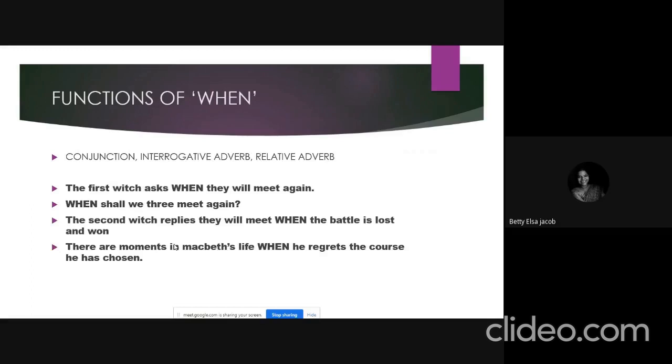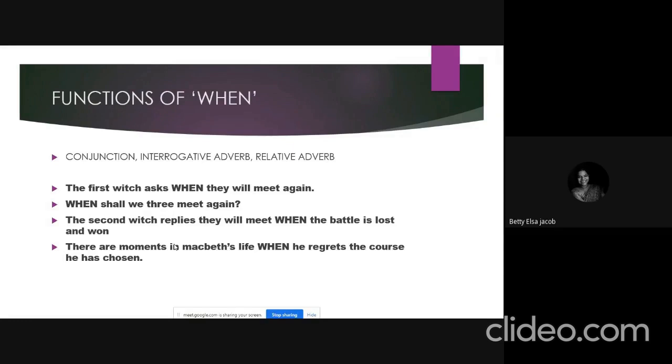Similarly, we use when also as an adverb. When will never be an adjective or a pronoun, but when will always be used as an adverb. Okay, so it can be an interrogative adverb or a relative adverb or a conjunction. Look at the first example. The first witch asks when they will meet again. Can you identify the function of when here? Yes, it's not a question, so it is a relative adverb. Okay, it's a relative adverb. Or it can be a conjunction also. It can also be called a conjunction.